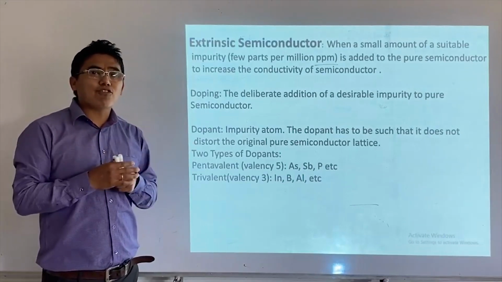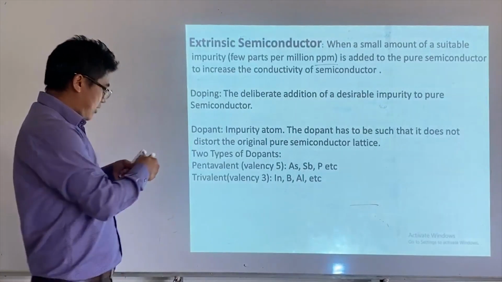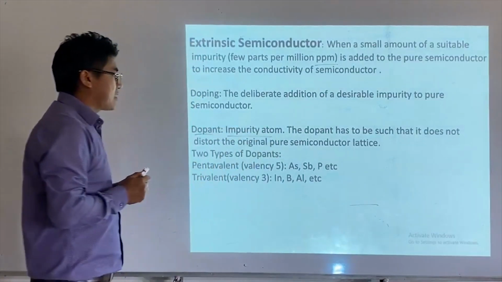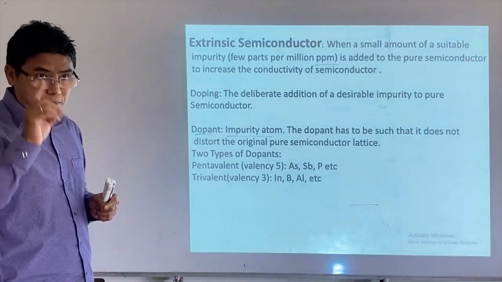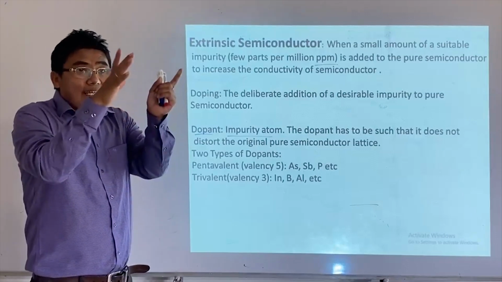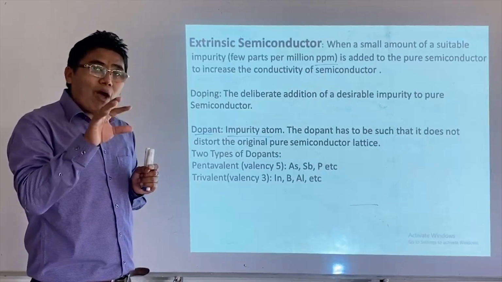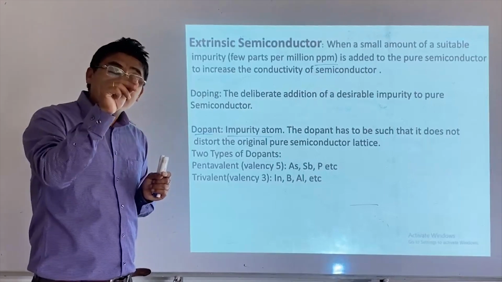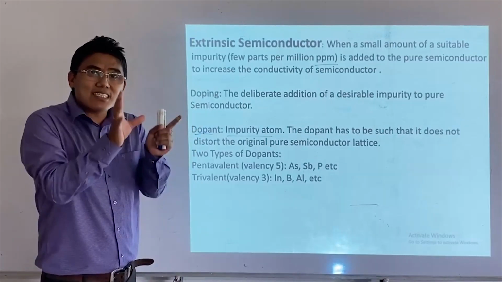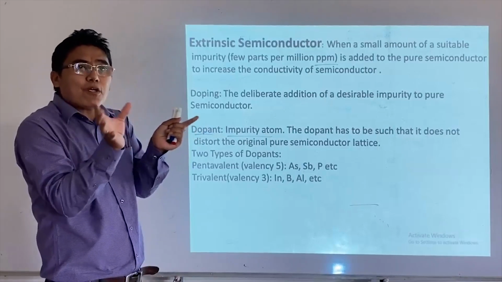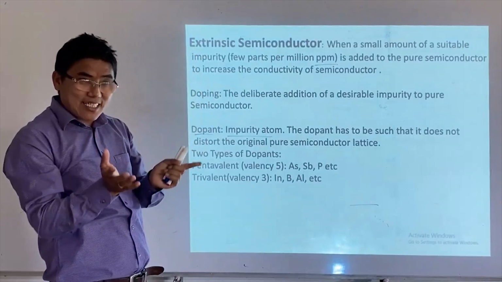So now, how many types of impurities are there? Impurities are what we call dopants. Dopants are equivalent to impurities. The dopant has to be such that it does not distort the entire crystal structure of the silicon atoms. You should keep that in mind. However, this dopant can change the conductivity, the property of the crystal. However, it doesn't change the crystal structure. So you should keep that in mind.